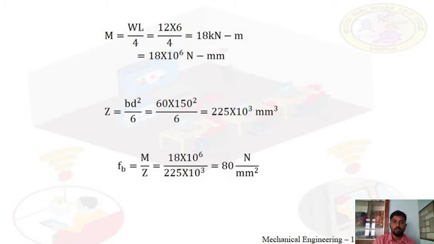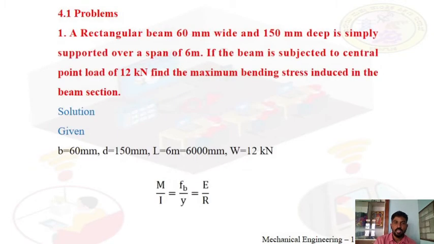and Z is equal to BD square by 6. Section modulus: B is given, depth is given, and finally the Z is equal to 225 into 10 cube mm cube. Now finally the FB, that is bending stress, is equal to M by Z. So that is like M by I is equal to FB by Y.